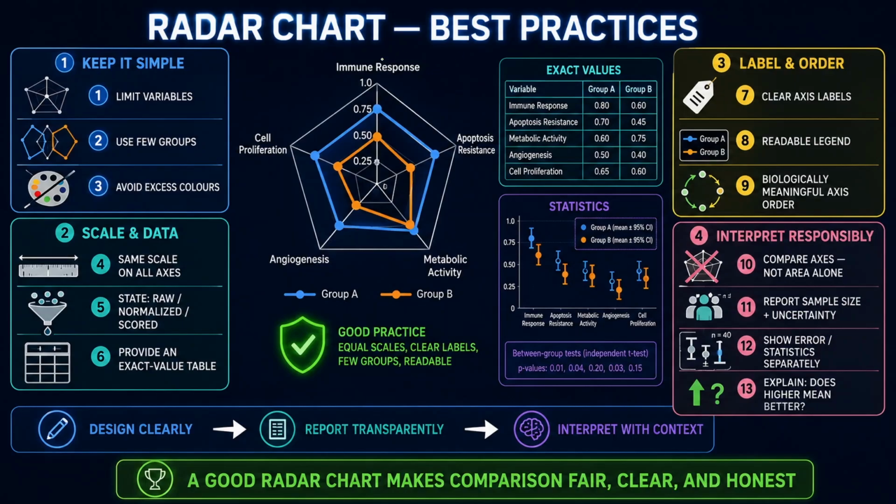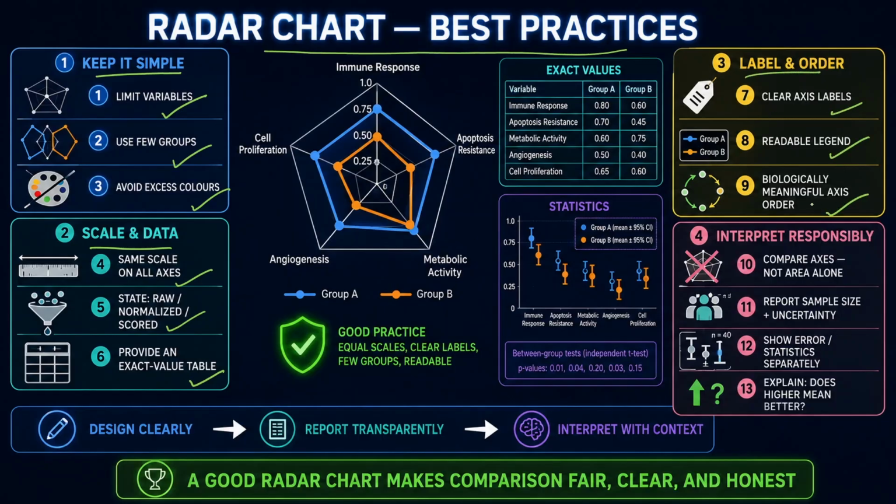The best practices for the radar chart are: a good radar chart should be simple, clear, and scientifically honest. First, limit the number of variables, compare only a few groups, and avoid unnecessary colors. Use the same scale on every axis and clearly state whether the data are raw, normalized, or converted into scores. Because exact values can be difficult to read, provide data labels or an accompanying table. Use clear axis labels, a readable legend, and a biologically meaningful axis order.